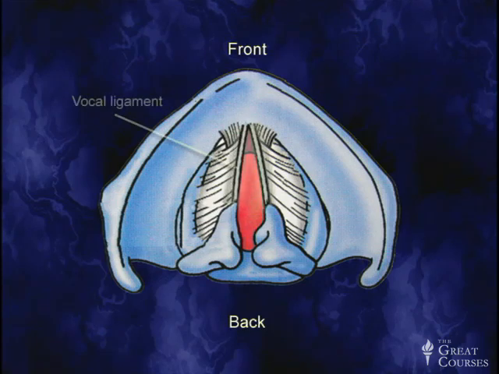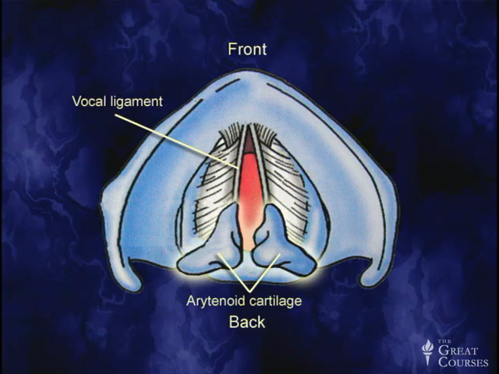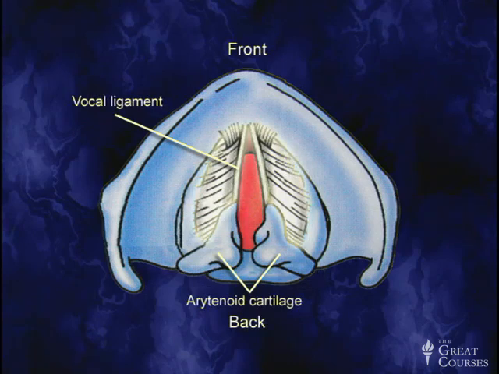This is the vocal ligament. This is the tight cord-like structure that goes from front to back and attaches on this movable cartilage called the arytenoids, and has a fold of tissue going to the side of the larynx. This would be your normal resting position.